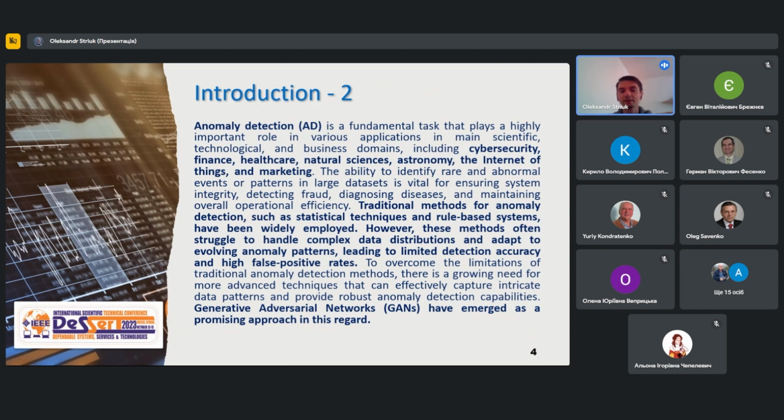Traditional methods for anomaly detection, such as statistical techniques and rule-based systems, have been widely employed. However, these methods often struggle to handle complex data distributions and adapt to evolving anomaly patterns, leading to limited detection accuracy and high false positive rates. To overcome these limitations, there is a growing need for more advanced techniques that can effectively capture intricate data patterns and provide robust anomaly detection capabilities. Generative adversarial networks have emerged as a promising approach in this regard.